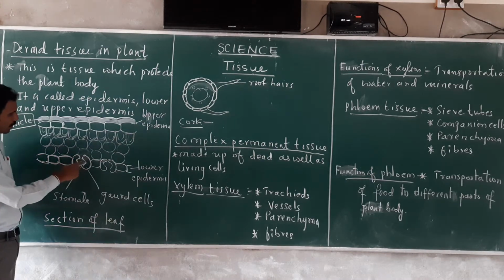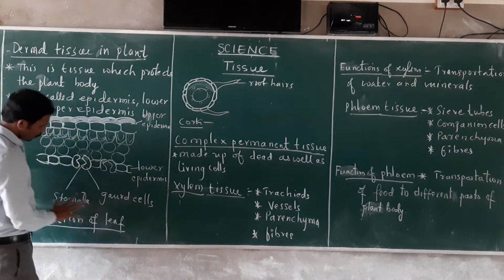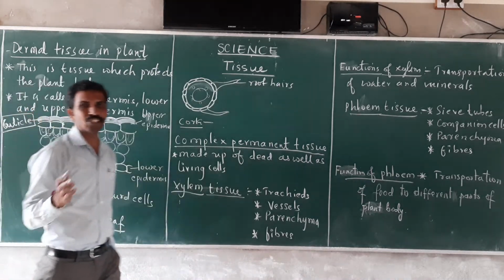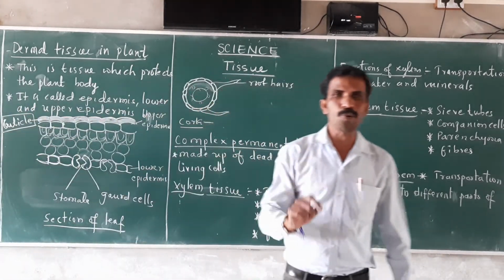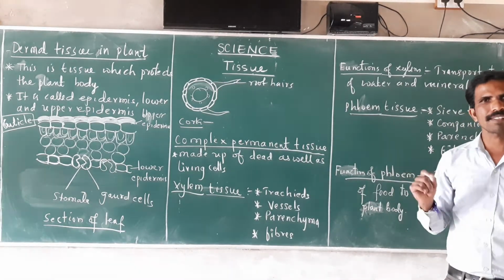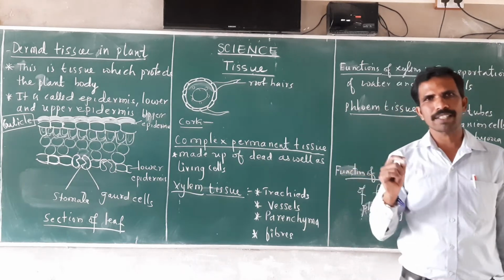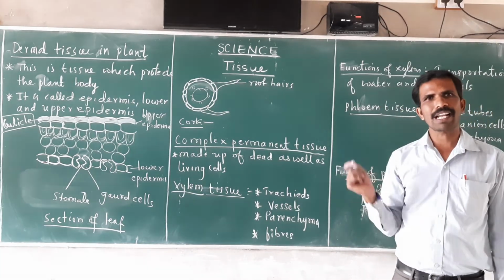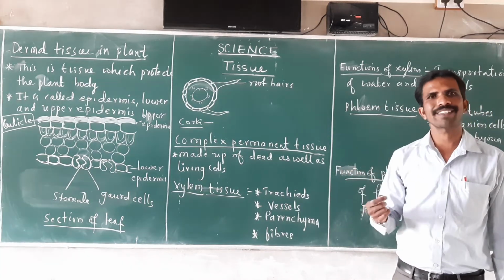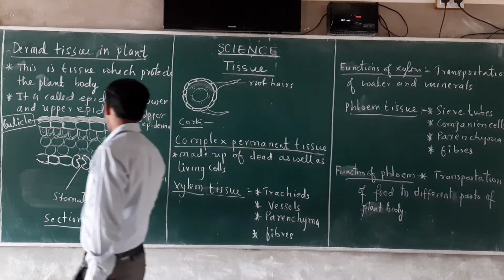The guard cell is bean shaped. So this is how the stomata help in the exchange of gases and removal of excess water from the plant body. Removal of excess water from the plant body is called transpiration. Whenever transpiration happens, it also helps in the absorption of water. That is the advantage of the stomata.